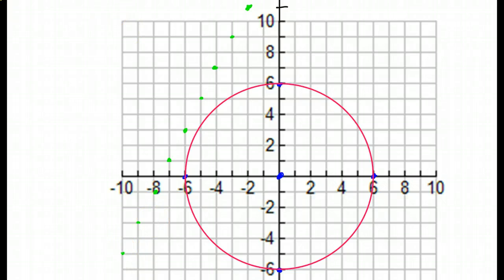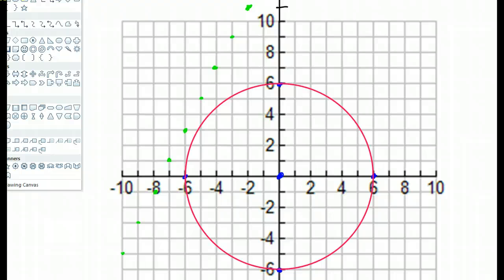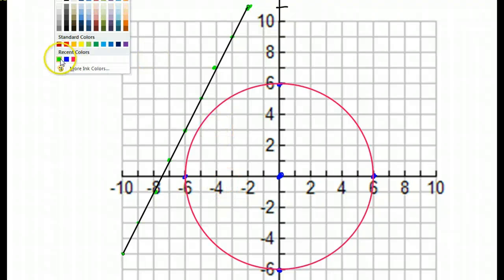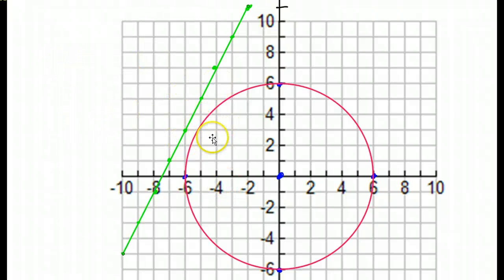Okay, so do you see what's happening here? This line is cruising right past this circle, but it's not touching it. That's why there was no solution, because there is no intersection between this line and this circle.